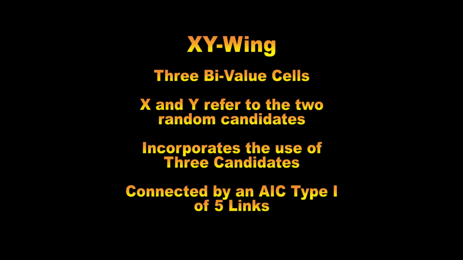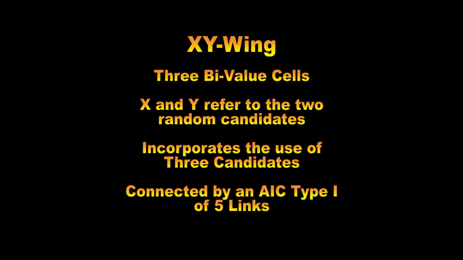If you watched my video number 18 on bi-value cells, then you will already have a head start on today's lesson. An XY wing is composed of exactly three bi-value cells. The letters X and Y simply refer to the two random candidates in any of those bi-value cells. And the three bi-value cells will always incorporate the use of exactly three candidates chained together in an AIC Type 1 of 5 links: strong, weak, strong, weak, strong.